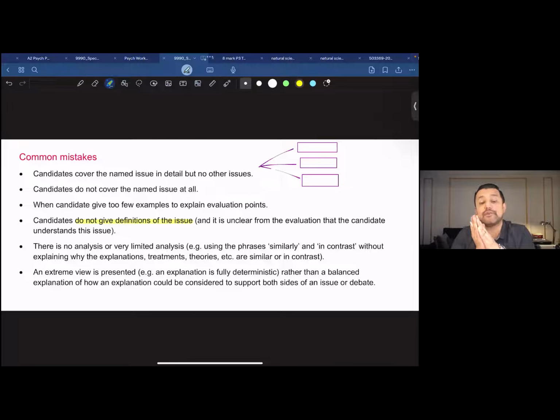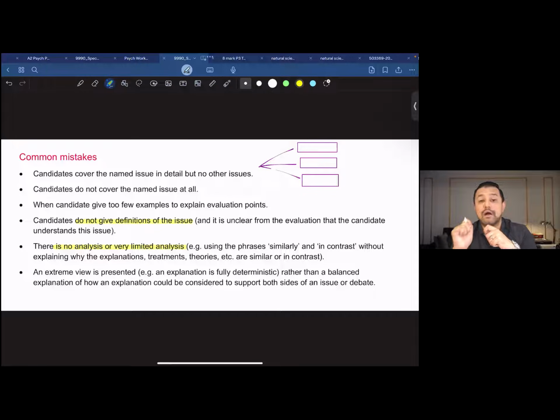Now, let's just say the named issue over here was individual versus situational explanation. So when you're starting a paragraph, you might as well define what individual and situational explanation is, so that you're making it clear to the examiner, so that you're making it clear to the checker that, oh, see, this is the issue that I'm trying to bring in under discussion, and I exactly know what this means, right? Number five, there's no analysis or very limited analysis.